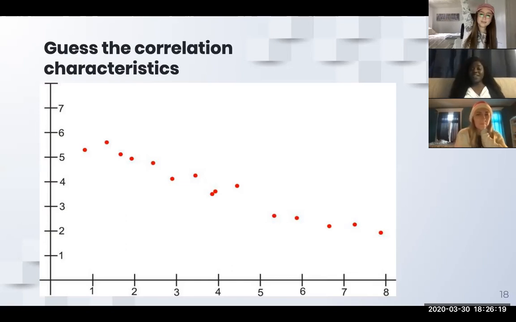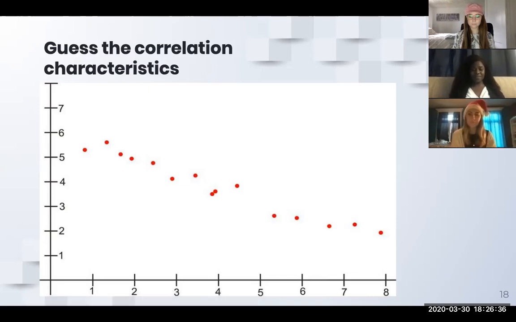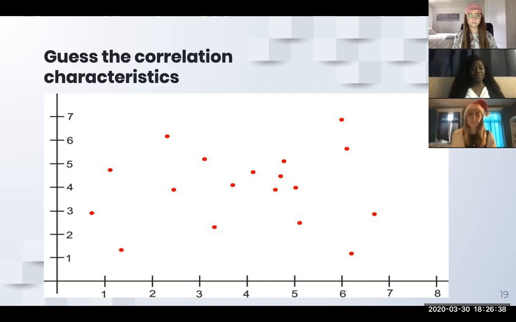Can someone guess this? Yes, Marissa. I think this is a negative correlation. Yes, that's a negative correlation. As you can see, as one variable increases, the other variable decreases. You're definitely right. Can anyone guess this one?